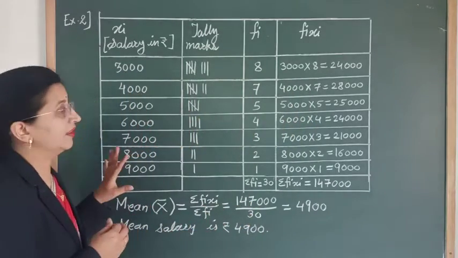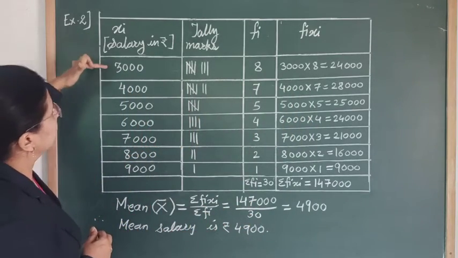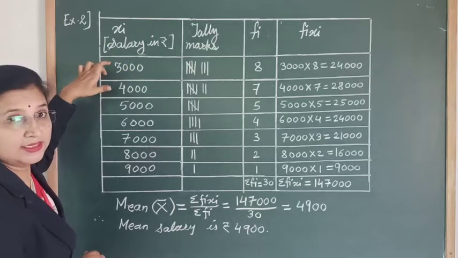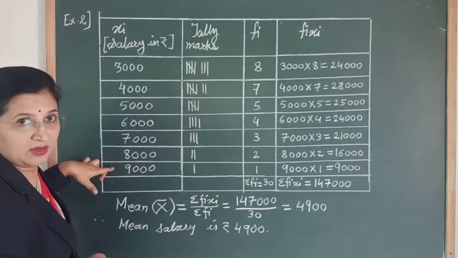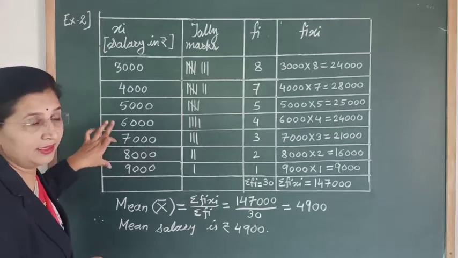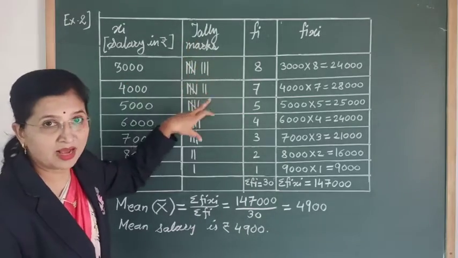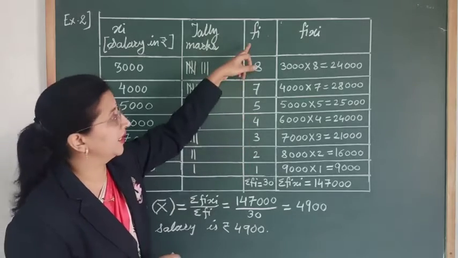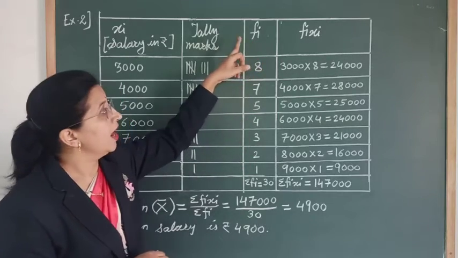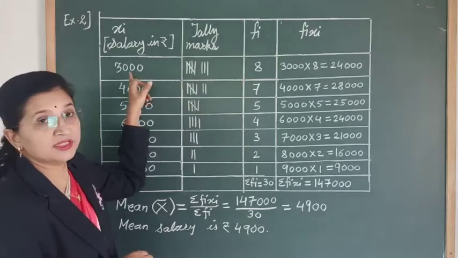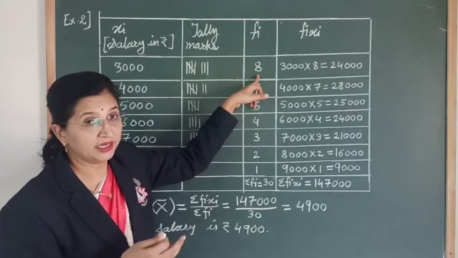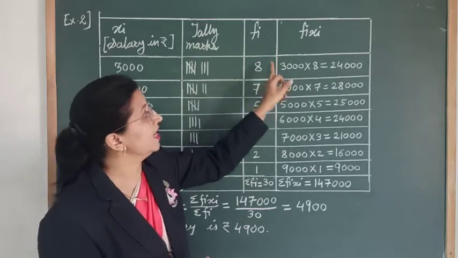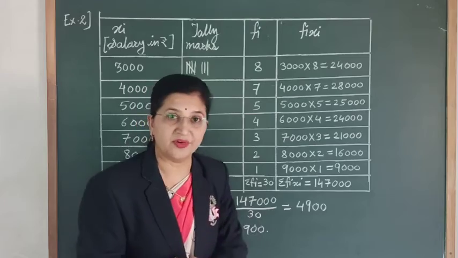So here we made the table. Here the salary we denoted by xi, salary in rupees. It starts from 3000 up to 9000, so all salaries are written here. Then by using tally marks, how many times that number came, we have written by denoting the frequency fi. If 3000 is there 8 times, then to add that 3000 8 times it will be a little difficult. So instead we say 3000 into 8, that is 24,000.